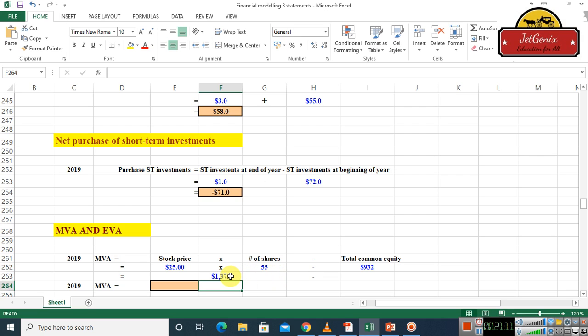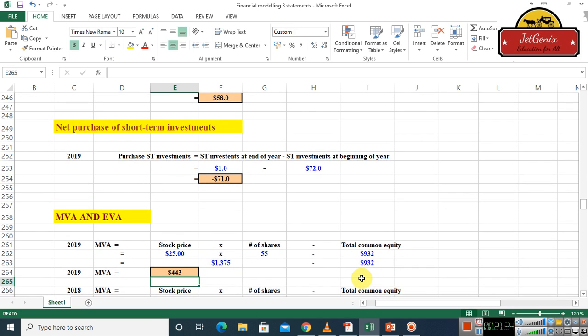You see 1375, and here again the same amount, this one. Here I'm going to subtract this amount from this one to find the MVA for 2019. So press equal, select this one minus this one, and press enter. The MVA for 2019 is $443 million.